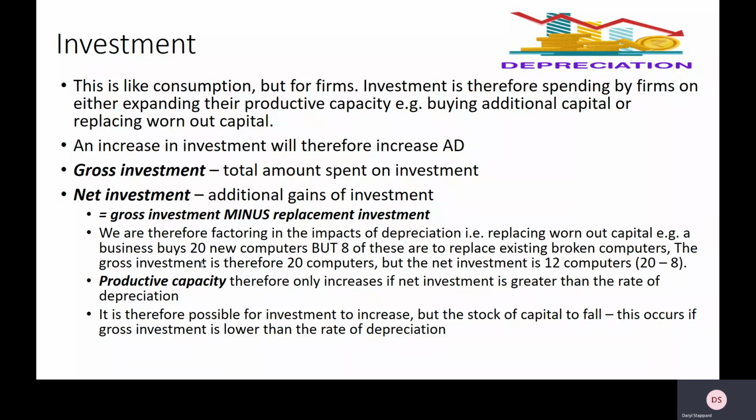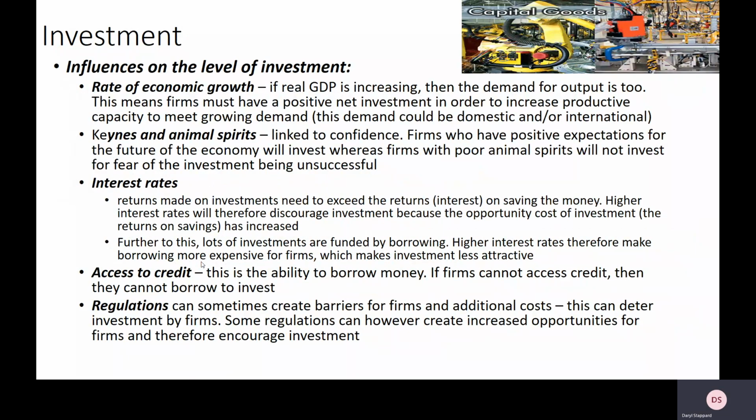This would mean that you're investing more than the rate of depreciation of your worn out old capital. So things only improve if firms are investing more than the depreciation of the old worn out equipment and capital in their businesses. Right, so what will affect how much firms are willing to invest into their businesses?